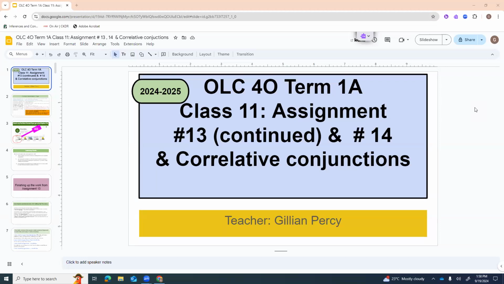Welcome to OLC 40, Term 1A, Class 11. Today we're working on assignment number 13, the last little bit of it, and then also assignment 14, plus correlative conjunctions.